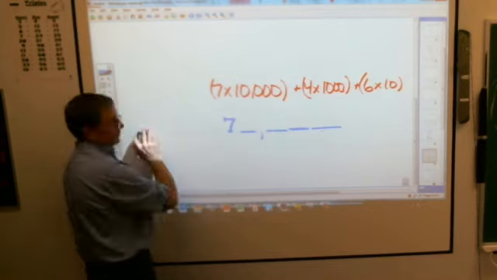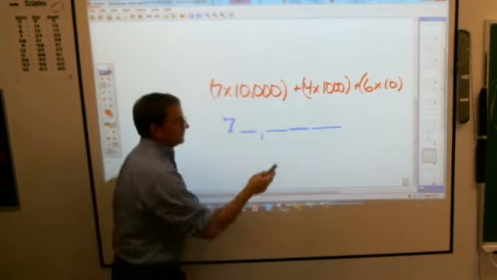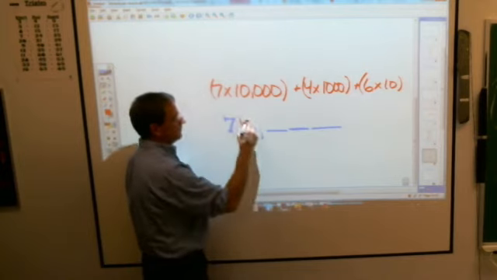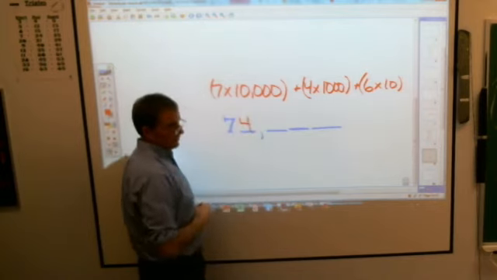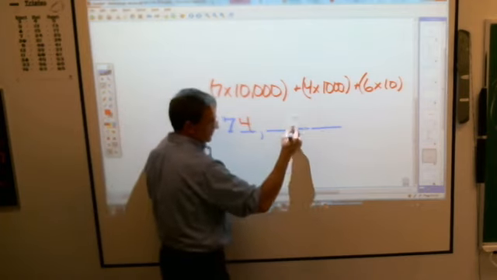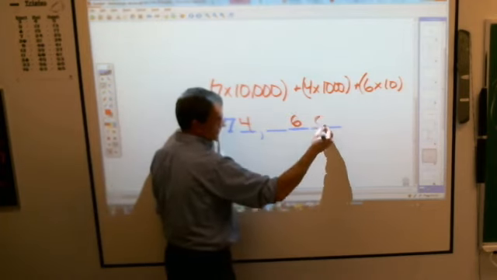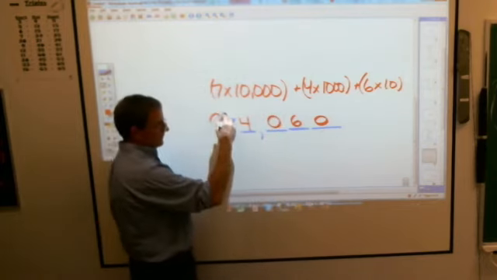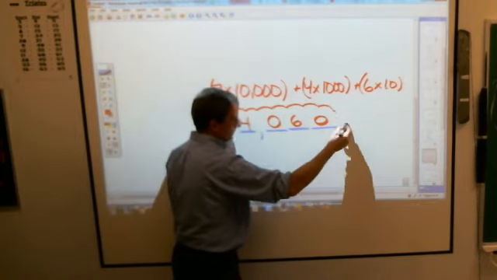Now let's see what gets put in those blanks. 4 gets put in the thousands place, which is right here. 6 gets put in the tens place, which is right here, and then the rest of these have to be zeros. 74,060.